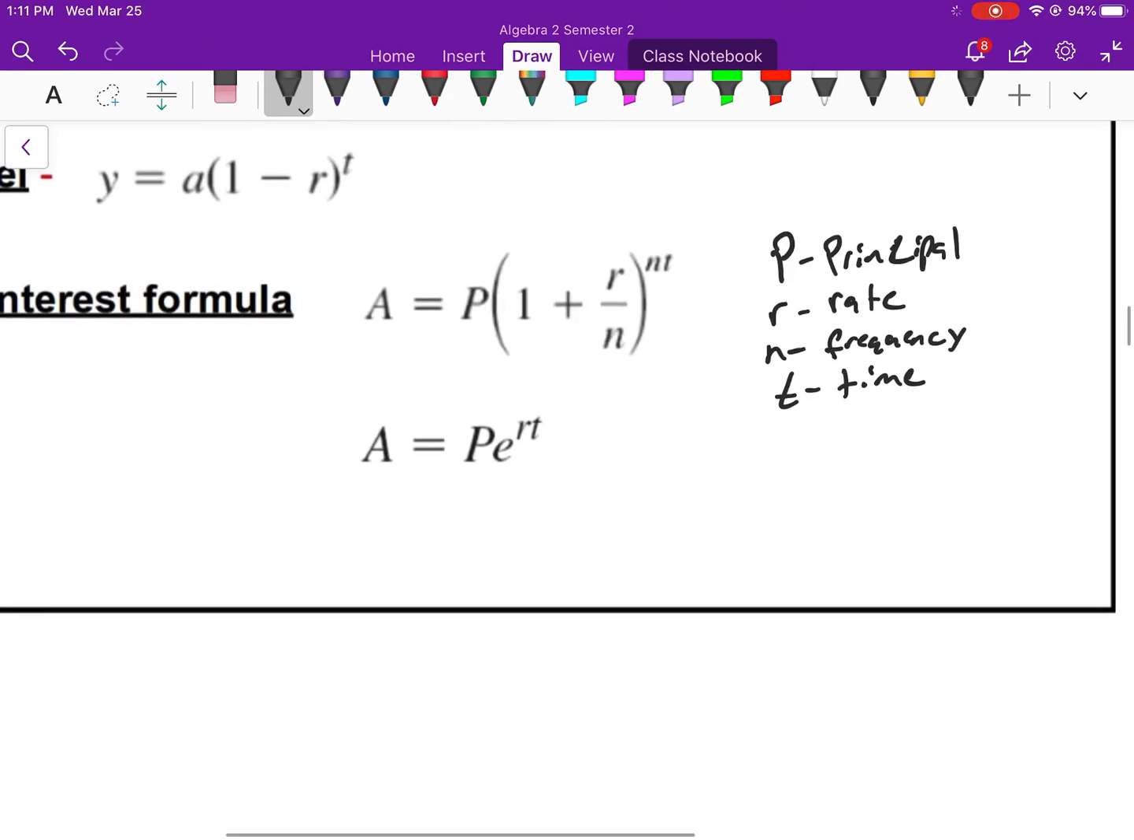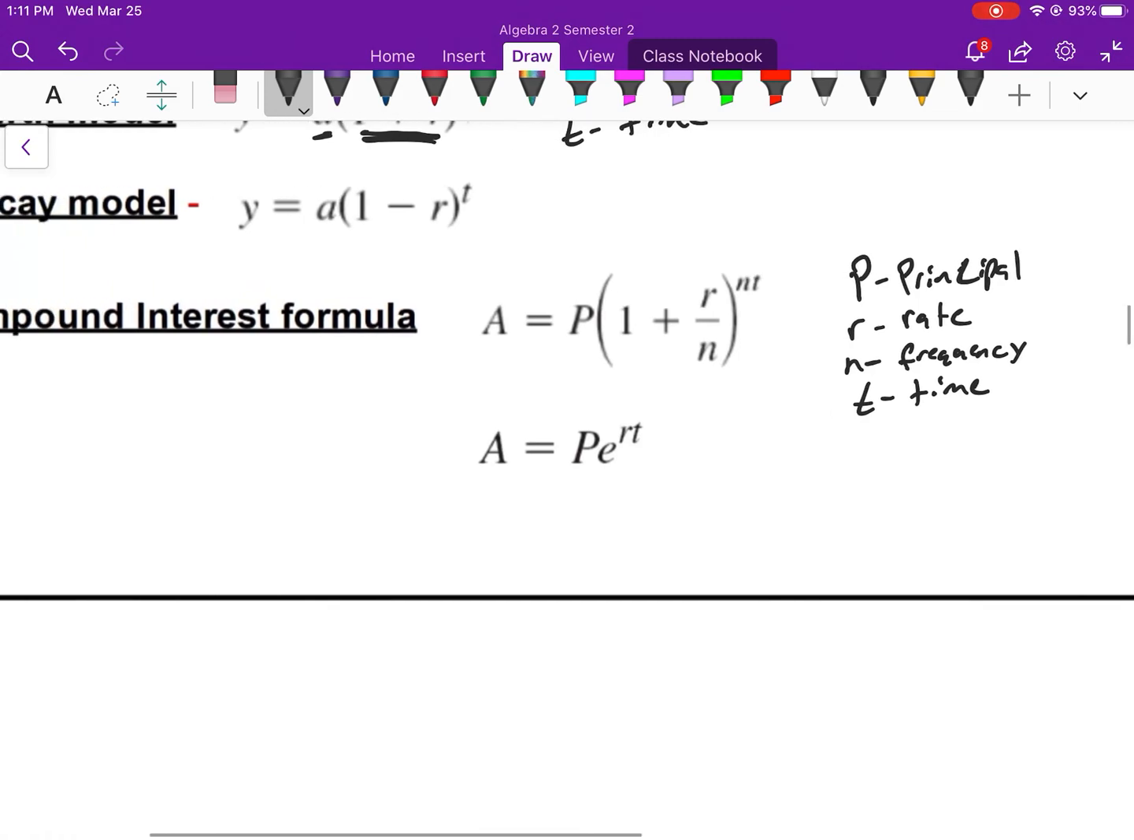So that first formula there, that's given a specific frequency. If you're given this bottom one, the A is equal to PE to the RT, I call it the PERT formula. This is what you will use when you are doing continuously compounding. Okay, so that's for a specific case.